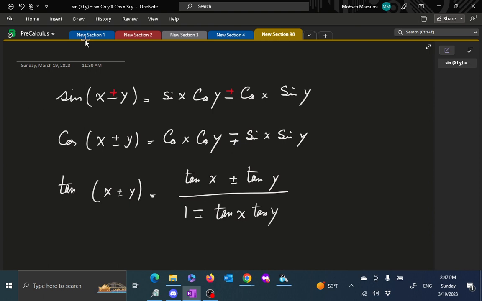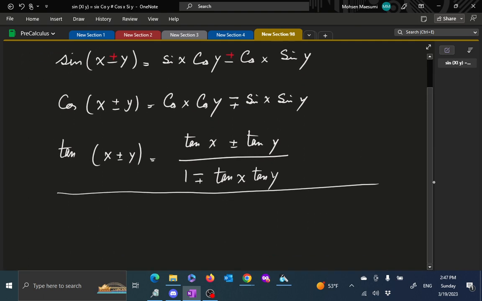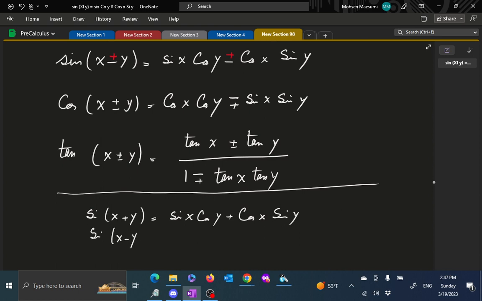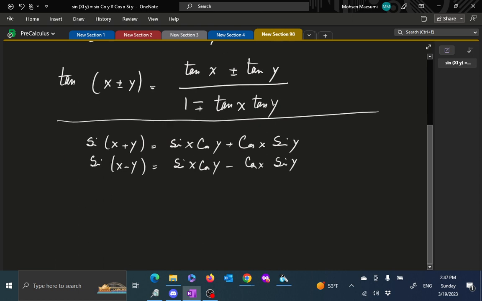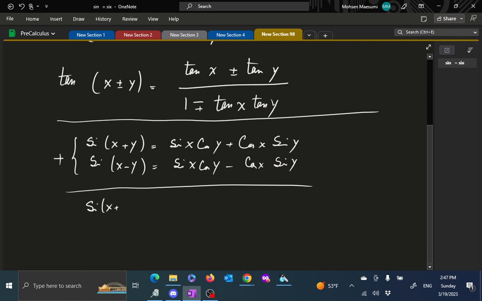And the very first exercise that we are doing is the first case. Let me rewrite it again. Sine of x plus y is sine of x cosine of y plus cosine of x sine of y. And then sine of x minus y is the same thing, minus cosine of x sine of y. So what that identity is asking us is, what if I take these two and add them up? Add up the two equations, so you get sine of x plus y and then sine of x minus y. Out comes what? 2 sine of x cosine of y.